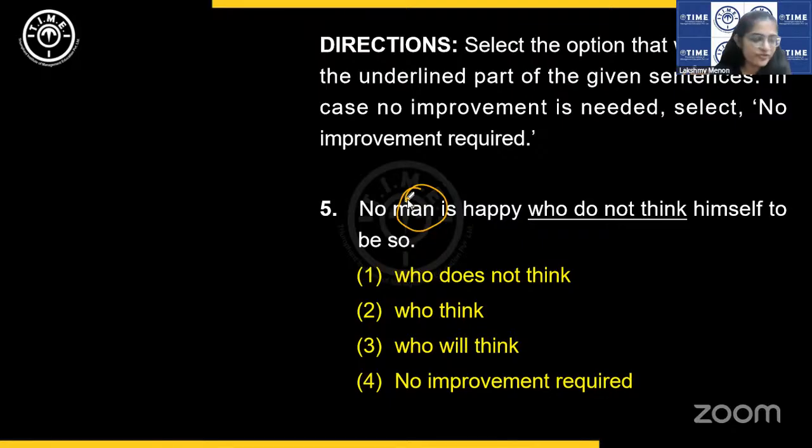And man is what? Very good, Sandra. You've given the answer. Man is singular, right? So when you look at subject-verb agreement, no man is happy who do not. The verb here is do. Do agrees with the plural form, not with the singular form. No men are happy who do not think. No man is happy who does not think himself to be so. Okay, very good. Excellent. Thanks for all the responses, all of you. Others are also giving responses. Thank you, everybody.